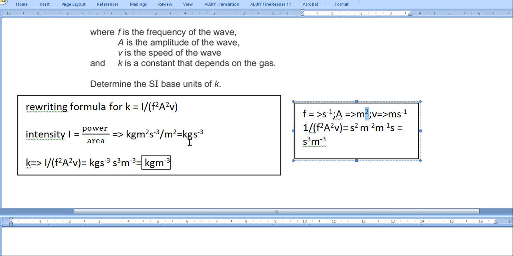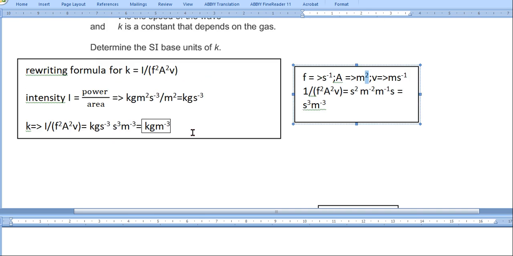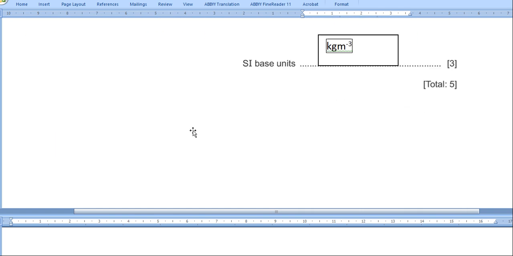Actually it is density. Depends on the gas, of course.